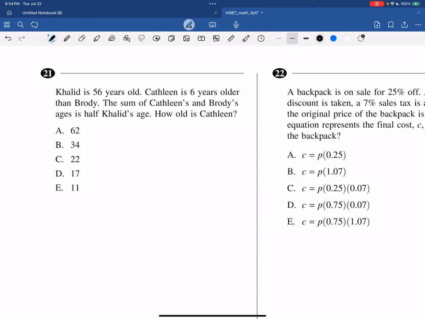Number 21 is my least favorite question in this whole test. I do not like these kinds of problems. I never have. So I'm going to think through this one with you. We'll get the answer.